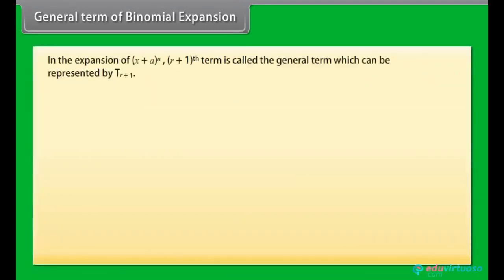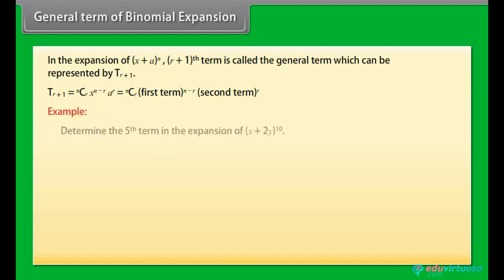General term of binomial expansion. In the expansion of x plus a raised to power n, the r plus 1th term is called the general term, which can be represented by Tr plus 1. Tr plus 1 is equal to nCr into x raised to power n minus r into a raised to power r, that is, nCr first term raised to power n minus r into second term raised to power r.